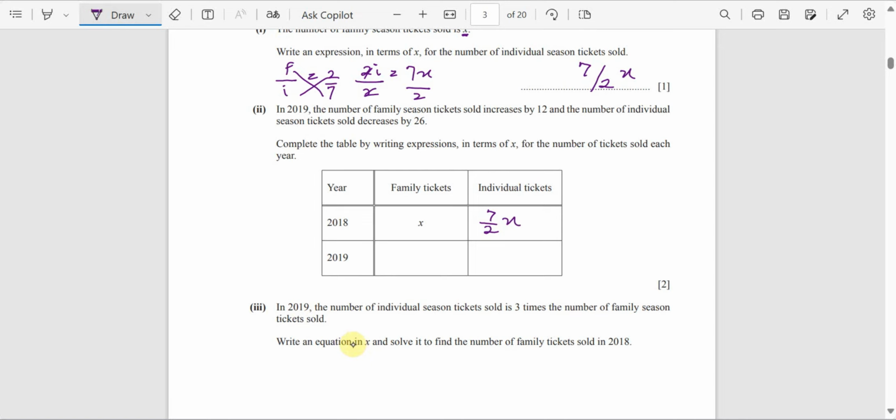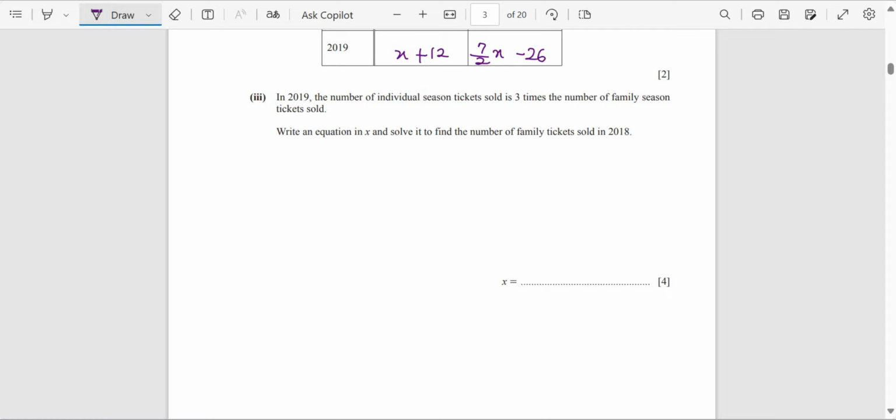In 2019, we're told that the family season ticket increases by 12. So this is x plus 12, while the individual ticket decreases by 26: 7 over 2x minus 26.